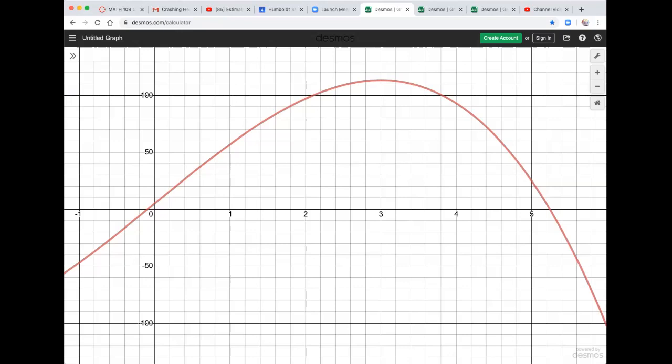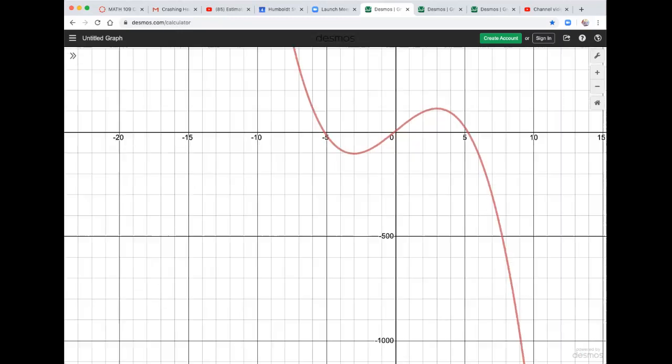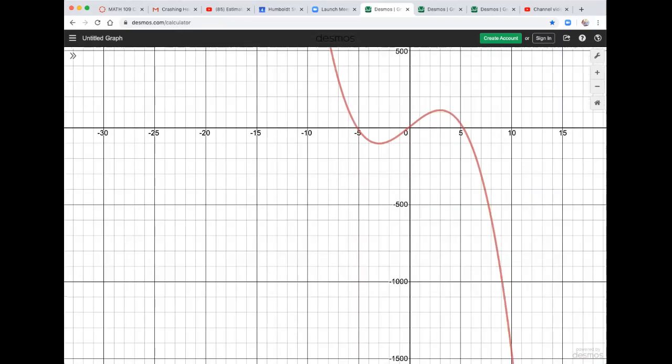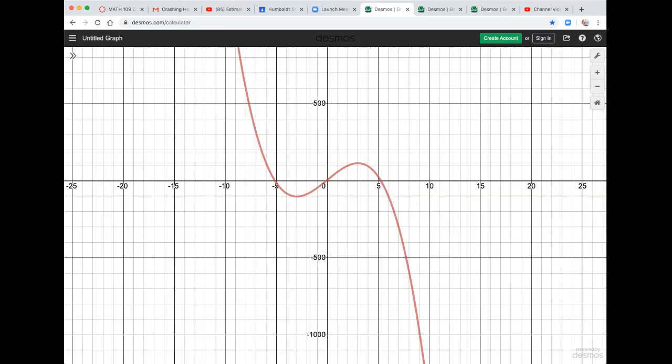If this doesn't look like a cubic function to you, it's just because we're looking at kind of a small piece of it. If I zoomed out on the plane, there's our, that looks like a cubic function. Cool, okay? So switch back to the whiteboard.